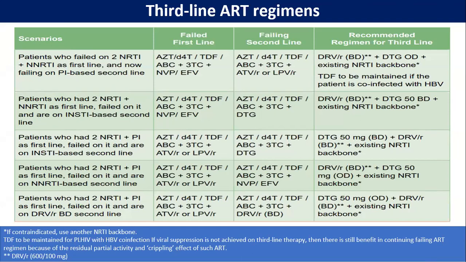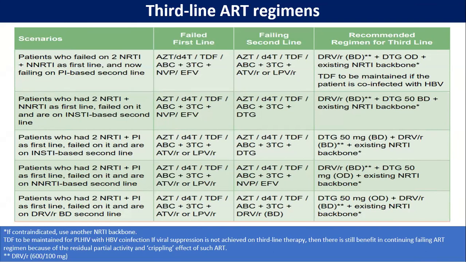Now, what are the different third-line regimens we have for a particular patient? A patient on a 2 NRTI plus 1 NNRTI based first-line regimen who failed, and then started on a PI-based regimen: the recommended third-line regimen would be darunavir ritonavir BD plus dolutegravir OD, and the existing NRTI backbone to be continued, and tenofovir to be maintained if the patient is co-infected with hepatitis B.